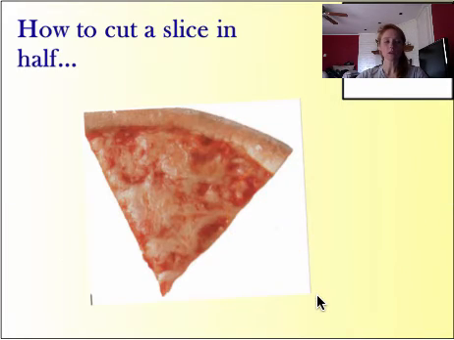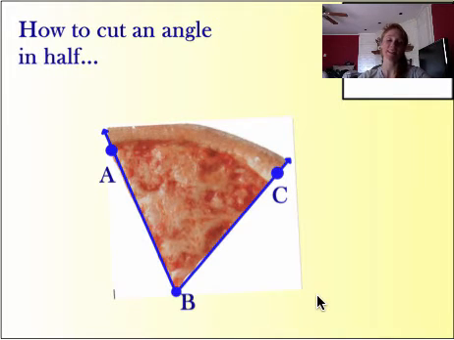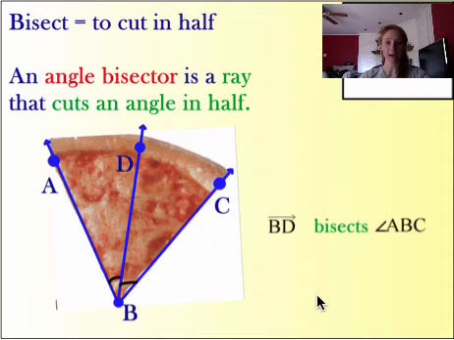Okay, so lastly, let's look at if you and your friend have one slice of pizza left in the pizza box and you both are equally hungry, you'd probably want to split your last piece of pizza exactly in half. If we represent the pizza as an angle again, we want to cut the angle exactly in half. And we do that by using an angle bisector. Remember, to bisect means to cut in half. And so an angle bisector cuts an angle in half.